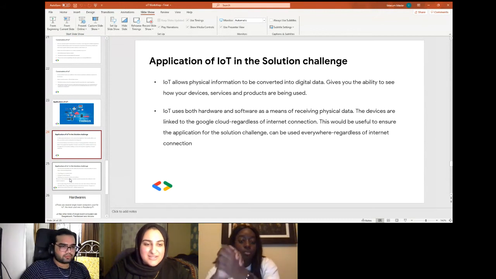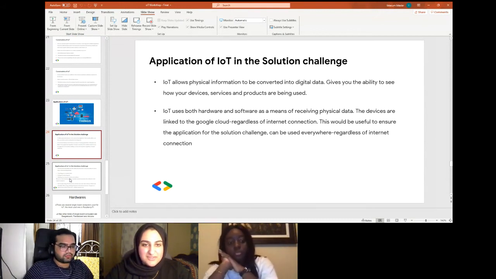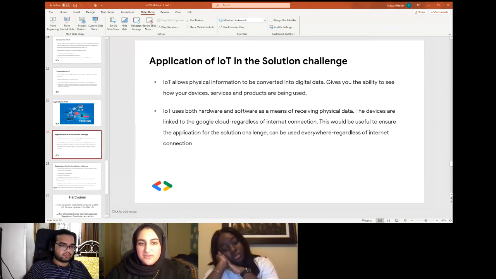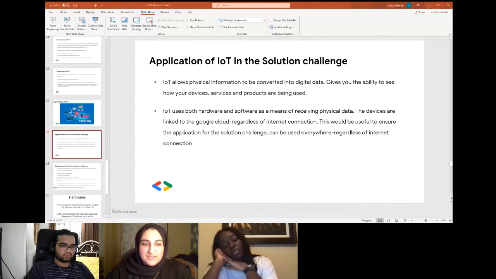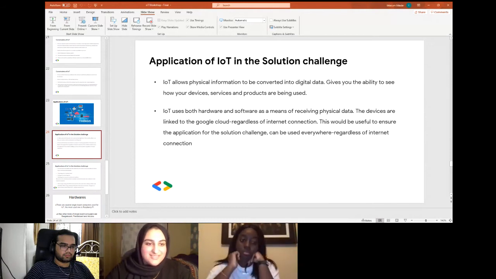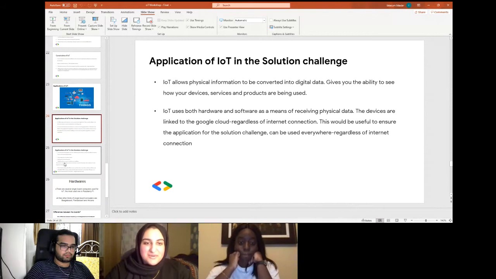It also allows you to see where your devices, your services, and your products are being used. Of course, this is important, especially if you notice that in a particular solution in the application, you are using more of your resources in areas where there's less connectivity. So you're going to know that you want to spend more time in those areas so that it's a bit better.